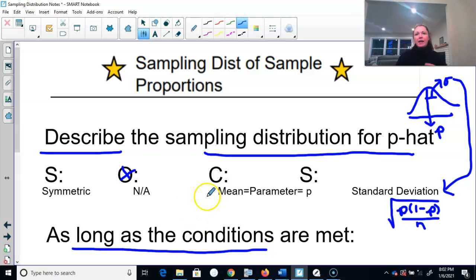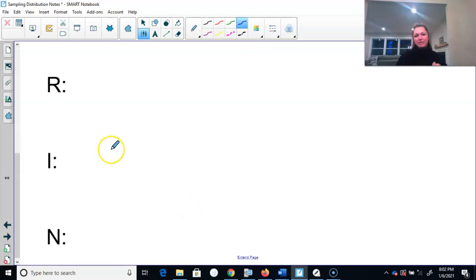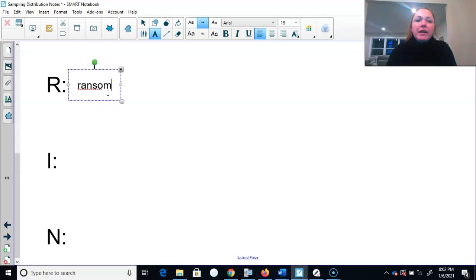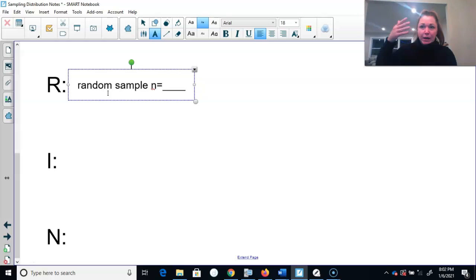We have some conditions in order to actually use this sampling distribution for p hat and draw conclusions off of it. And this is our first introduction to this acronym where I say, hey guys, we're not going on a run, we're going on a RIN. We're going to use RIN the rest of the semester. What does R stand for? R stands for we need a random sample of size N equals blank. So we just say random sample of N equals 3 or whatever we had.